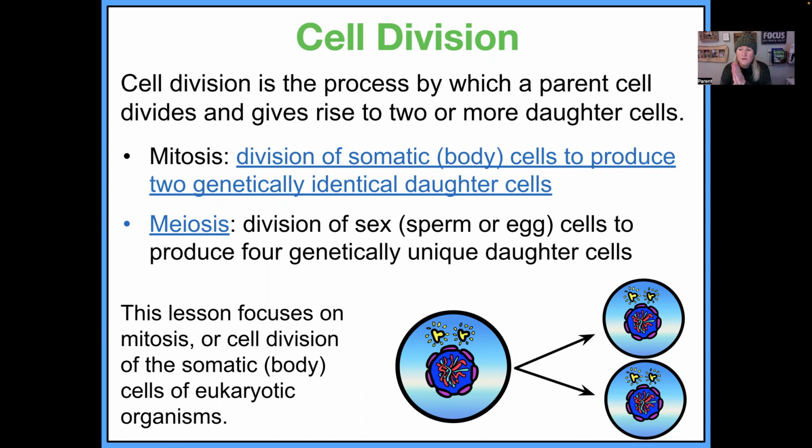We're going to learn the difference right now between mitosis and meiosis. Meiosis is the division of sex cells, sperm or egg, to produce 4 genetically unique daughter cells. When I use the word somatic cells, those are your body cells. So if someone broke their arm or got a cut, your body would regenerate those cells through mitosis. The lesson focuses on mitosis, or cell division of somatic body cells of eukaryotic organisms.